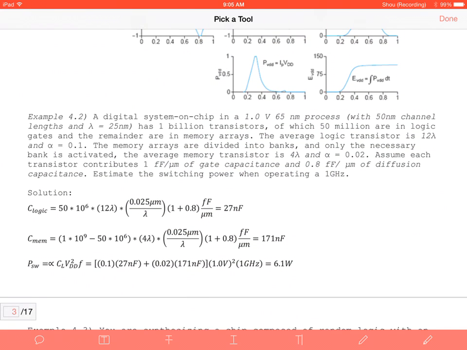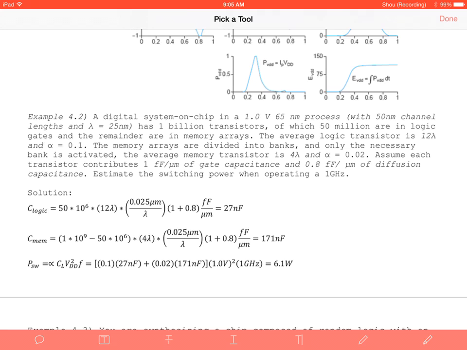Then we worked on this problem where we figured out the switching power consumption. We have a certain number of transistors in the computer chip. Here we have 50 million, which are logic, and out of 1 billion, the remainder were memory. Based on the switching factors and the lambda sizes, we were able to calculate the capacitances of those circuits.